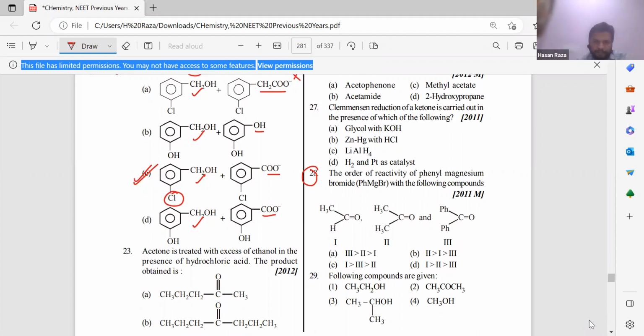Very easy. The order of reactivity of phenyl magnesium bromide with the following compounds. You have PhMgBr. Very good. Was this Alan? Right? Very good, Alan.